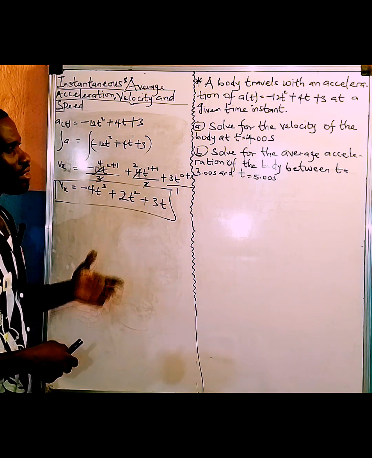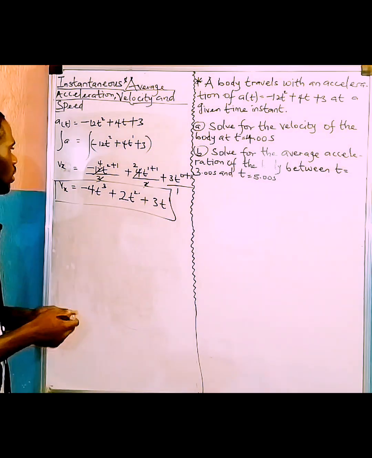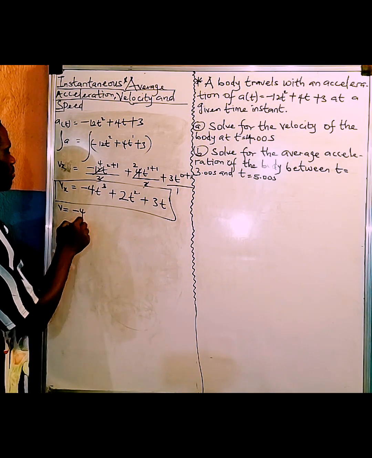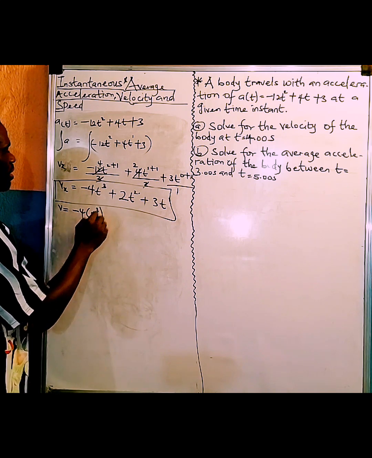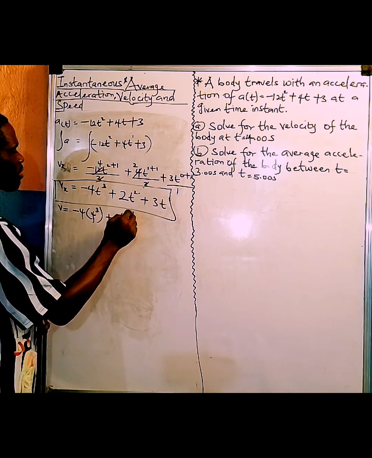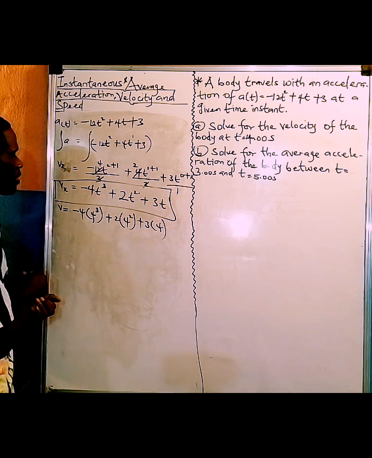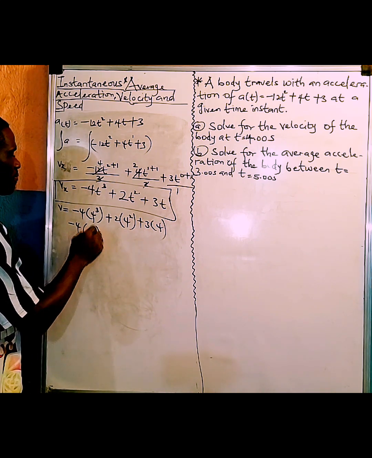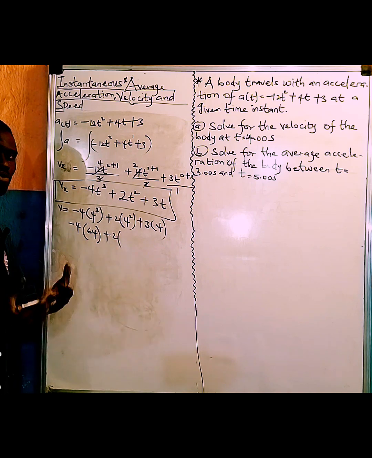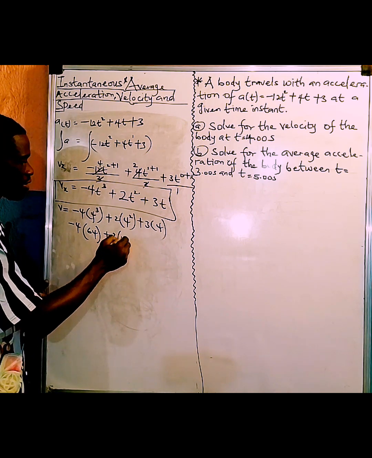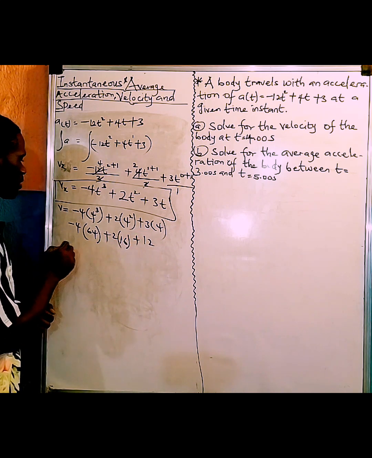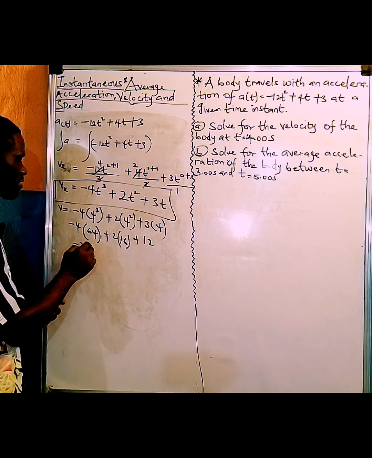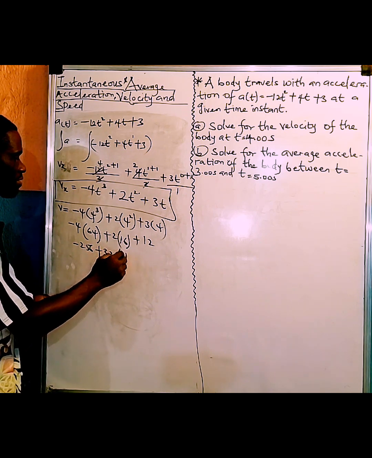Now we are asked to get the velocity of the body at time 4 seconds. So the velocity at 4 seconds will be minus 4 times 4 raised power 3, plus 2 times 4 raised power 2, plus 3 times 4. 4 raised power 3 is 4 times 4 times 4, which is 64. Then 4 raised power 2 is 16. 3 times 4 is 12. So minus 4 times 64 is minus 256, plus 32, plus 12.